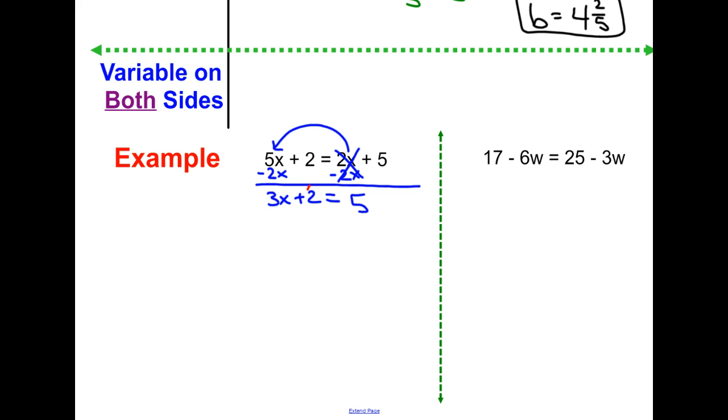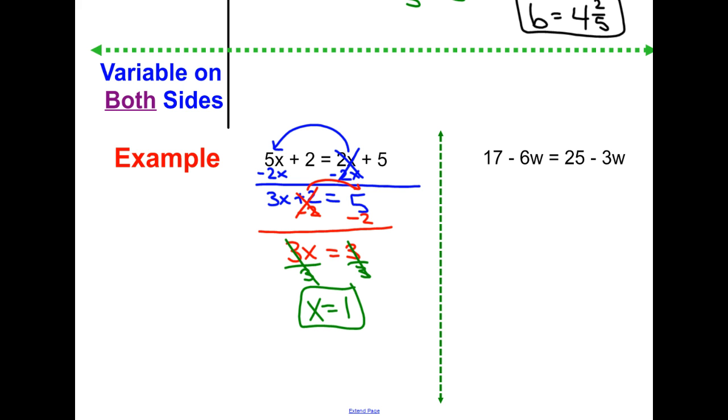Now I'm going to move the 2 over there, and to move it over I need to get rid of it. Subtract 2, subtract 2. So we get 3x, those go away, equals 3. Last step, get rid of that times 3 by dividing by 3. Well, if you look at that, that goes away, but it doesn't just disappear. What's 3 divided by 3? x equals 1.